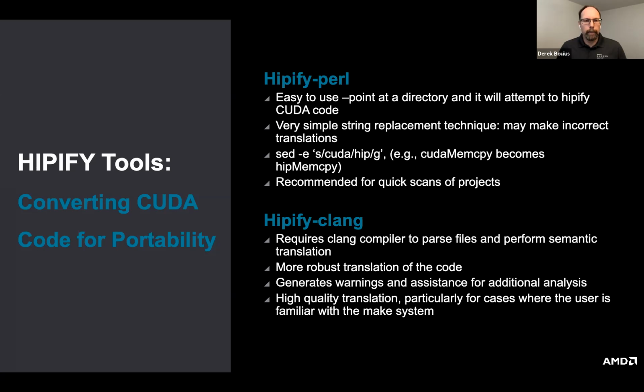with the HIP implementations. The hipify-clang actually uses the compiler front end, does a bit more robust translation of the code, and generates warnings and assistance if there's something that it can't quite understand. So you get a bit higher quality translation, but you do need to have the compiler tools to do that, where the Perl methodology is just quick and easy.